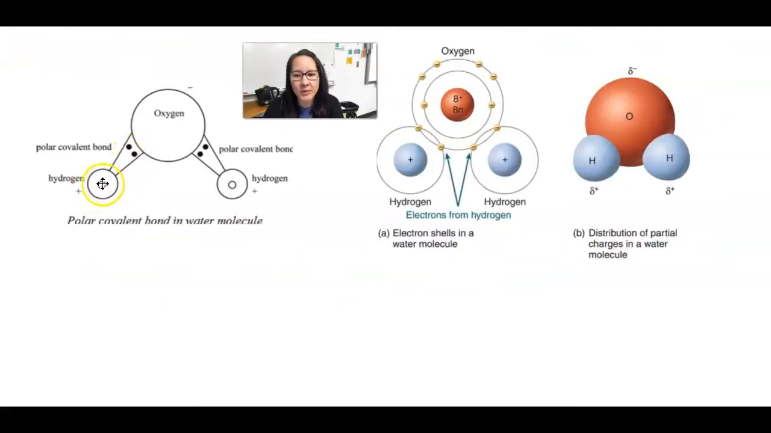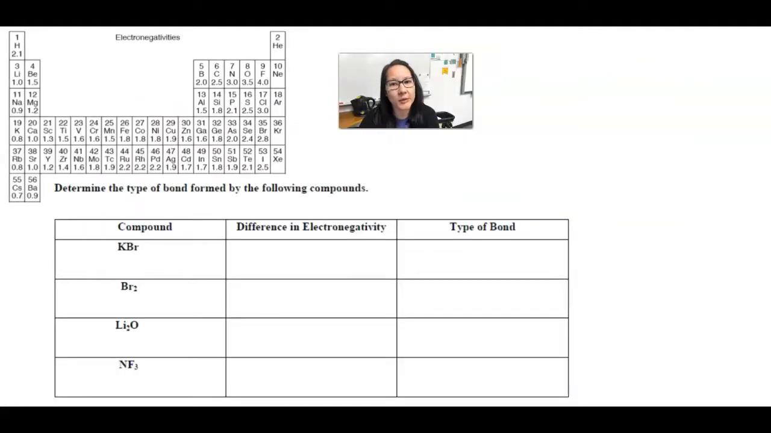So the bond between the hydrogen and the oxygen right here is a polar covalent bond. It means that the electrons are being shared with each other, but unequally. They're pulling more closer to the oxygen than they are from the hydrogen. They're kind of pulled away from the hydrogen. So let's practice a few of these.